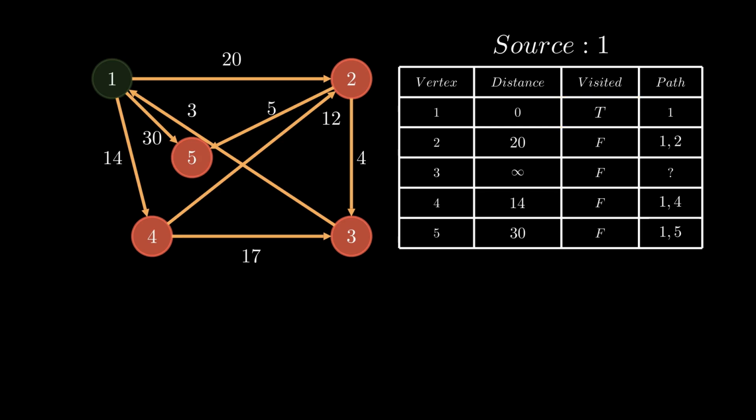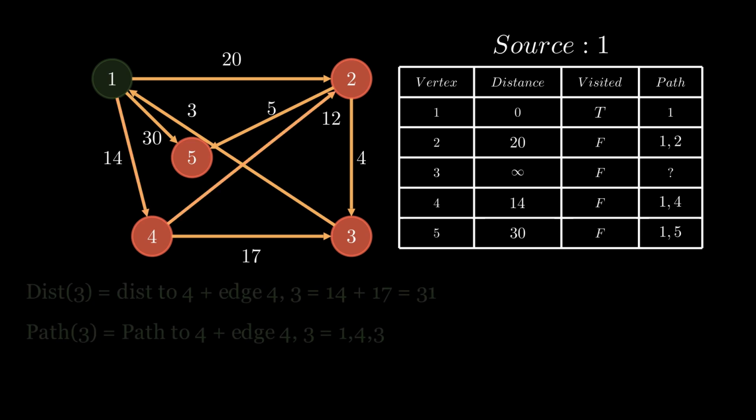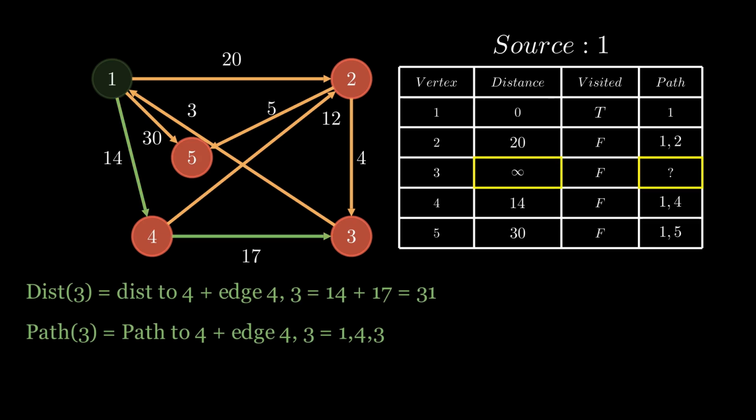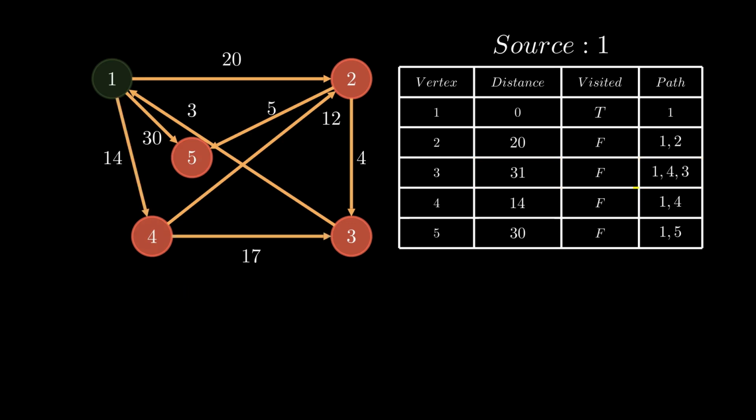Next, we find the vertex with the shortest distance that is not already visited, in this case, vertex 4. The new distance to 2 is the distance to 4 plus the weight from edge 4 to 2, which is 26. This is greater than the current distance 20, so we do not update. The new distance for 3 is 31. This is less than the current distance, infinity, so we do update it. Vertex 4 has no other adjacent vertices, so we are finished and can set it to true.